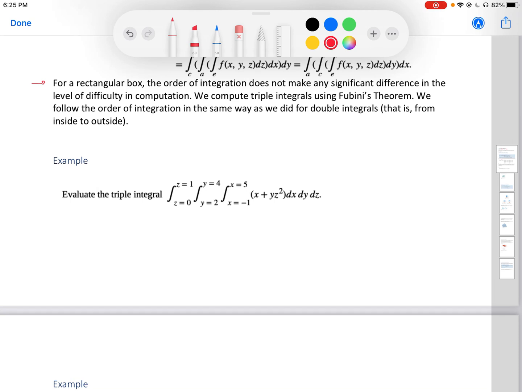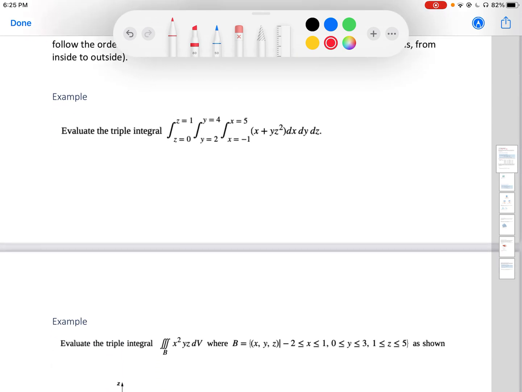We compute triple integrals using Fubini's theorem. We evaluate the order of integration the same way we did for double integrals, that is, from the inside to outside. So this first one is just a general example of triple integrals. It's set up for us. And we see that it first has us working with x, right? So we're going to do that integral first. So we're integrating in terms of x, so we're looking for our x's. We have an x here.